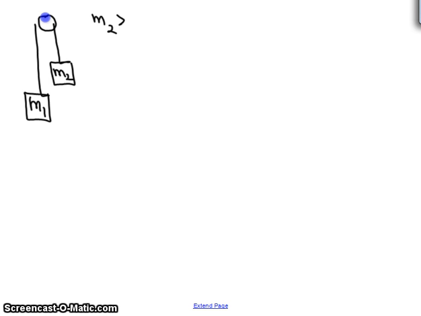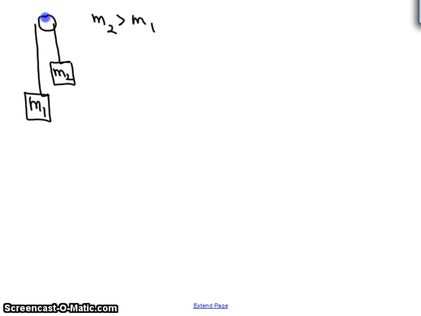Let's look at another type of two-body problem. This one is called the Atwood machine, and it consists of a pulley and two masses. We'll call this M2, and we'll call this M1. And we'll say for this problem that M2 is greater than M1.